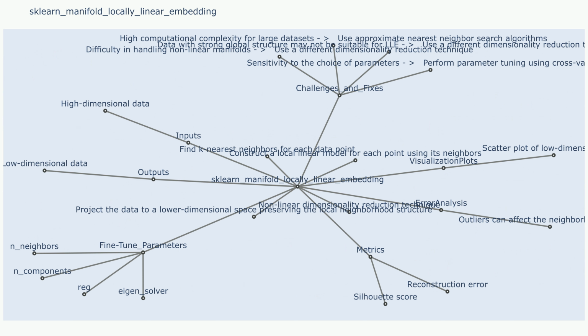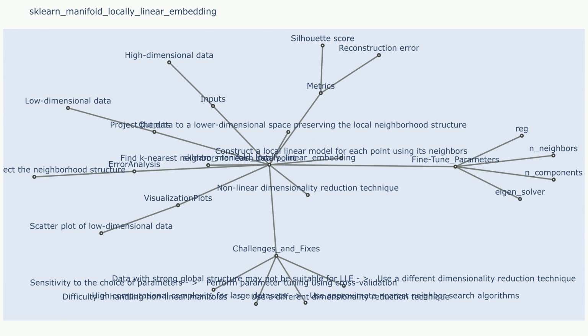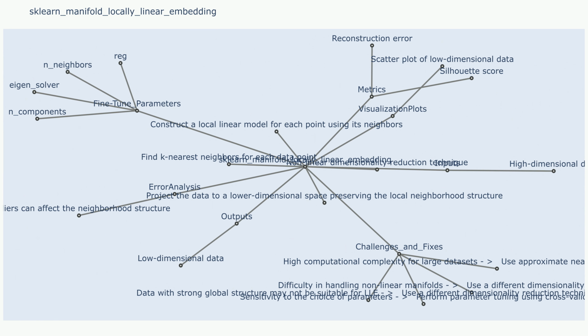Fine-tune parameters: n_neighbors, the number of neighbors to consider for each data point. A higher value might capture more global relationships but can lead to overfitting. reg, the regularization parameter for the local reconstruction weights. A higher value can prevent overfitting. eigen_solver: the solver to use for computing the eigenvectors of the Laplacian matrix. Auto selects the most efficient solver based on the data size. method: the method to use for finding the embedding. Standard uses the standard LLE algorithm, while modified uses a modified version that can be faster for larger datasets.